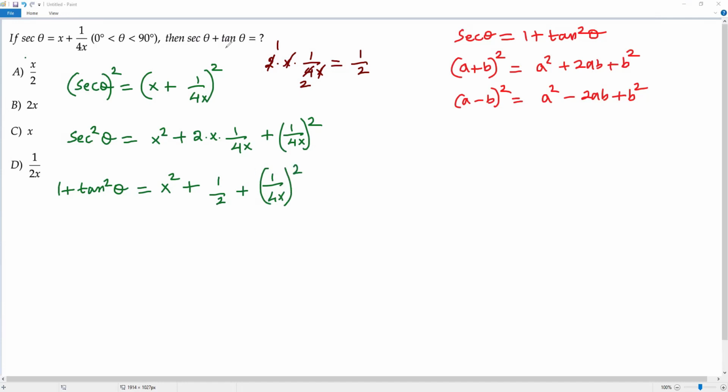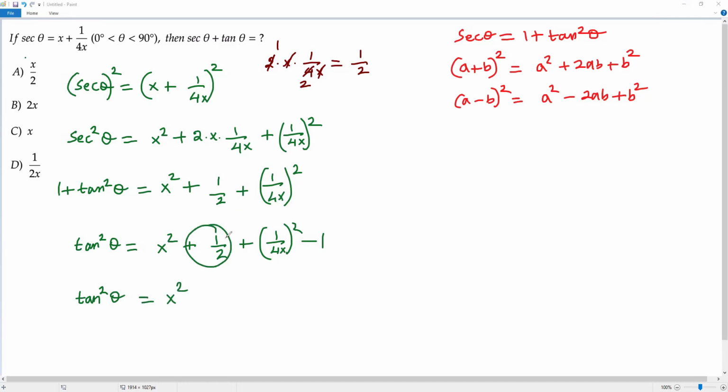My aim is to find the value for tangent theta, so we have to solve for tangent theta in this equation. Let's isolate tangent theta. To get rid of this + 1, we have to subtract 1 from both sides of this equation. Then I'm getting tangent squared theta on the left side. On the right side, we have x squared + 1/2 + (1/(4x)) squared - 1. Then we have tangent squared theta equals x squared. When I combine this + 1/2 and - 1, I am getting -1/2 + (1/(4x)) squared. So tangent squared theta equals x squared -.